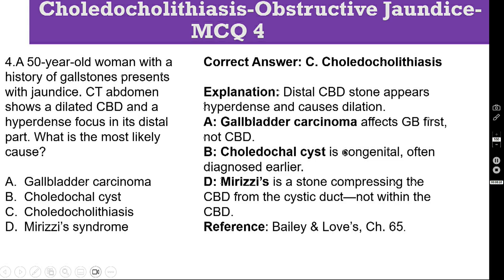B is also incorrect, choledochal cyst is a congenital problem often diagnosed earlier in life. And D, Mirizzi syndrome is a stone stuck at the level of the cystic duct compressing the common hepatic duct from outside, not within the CBD. Reference is Bailey and Love, 28th edition, chapter 65.